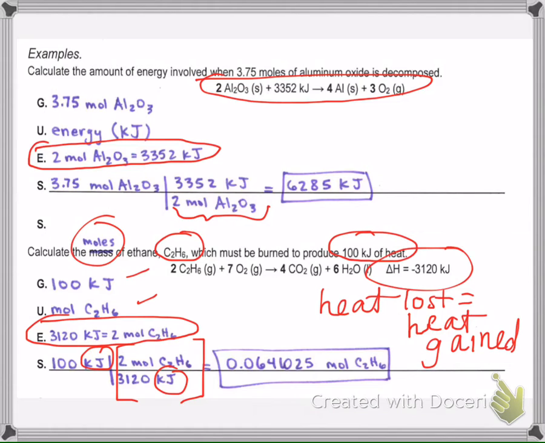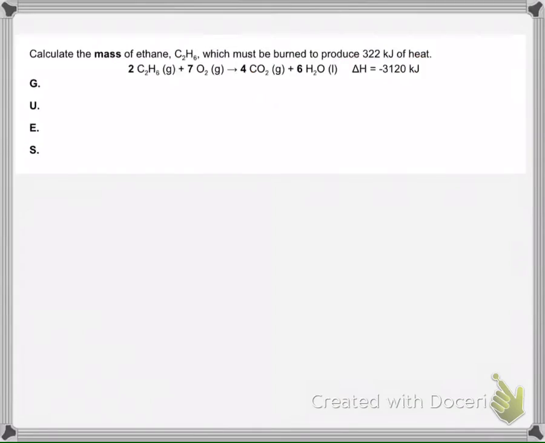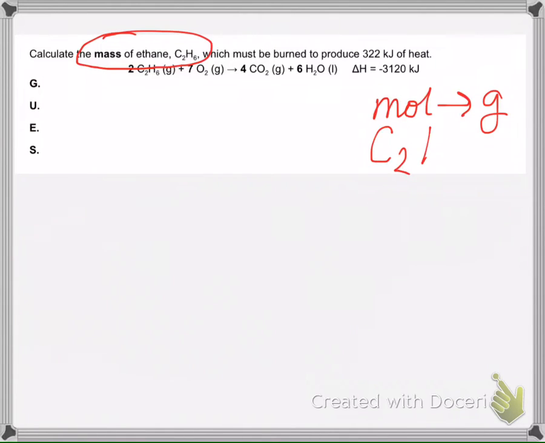Okay, so we're going to go on to the next example. This is the last example on this page. Here I'm given 322 kilojoules of energy. I have my reaction. This is the combustion of ethane. It's actually the same as the previous reaction, but now we're looking for mass. So you're going to have to use your conversion of going from moles to grams. Remember, anytime you're going from moles to grams, you're going to need the molar mass of that substance. In this case, it's ethane.